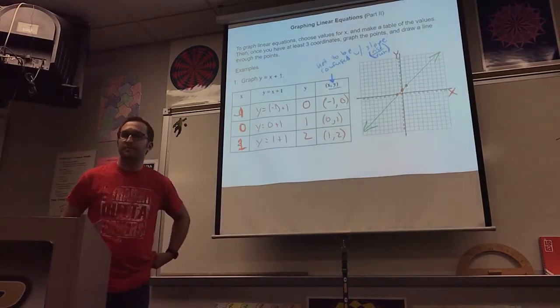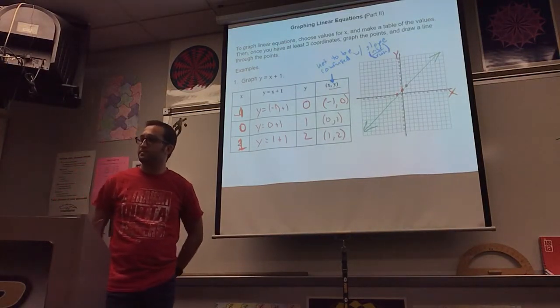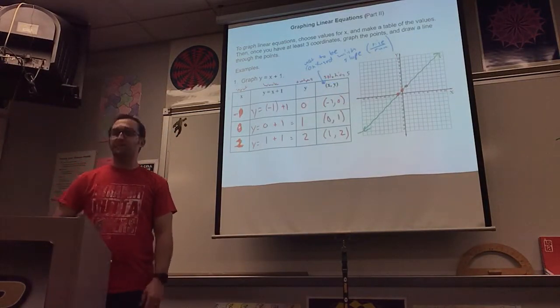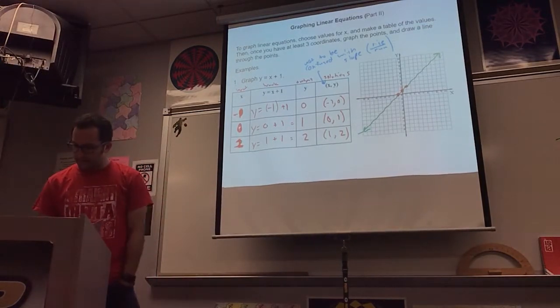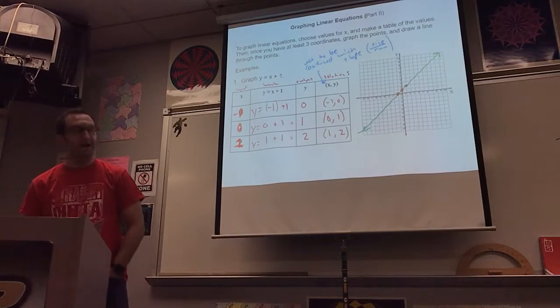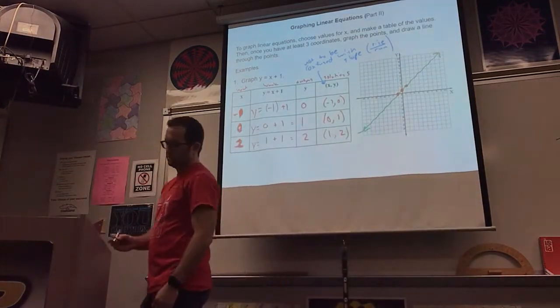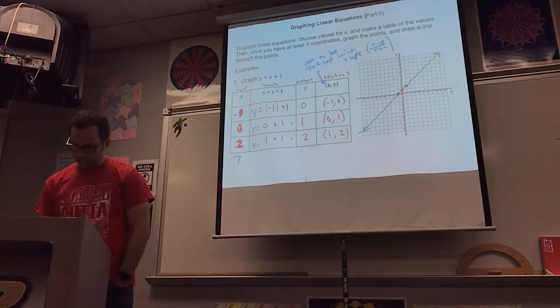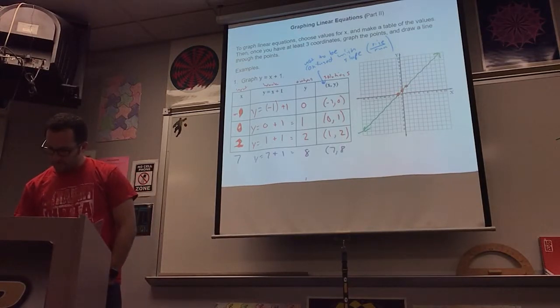Questions for me on this? Yes, sir. If you want to add another point on here, sure. Let me add another point. I want to get one all the way over here. I'm going to add 7. So, y equals 7 plus 1, which is 8. So another point would be 7, comma 8. So I go over to 7, go over to 8, and there we go.